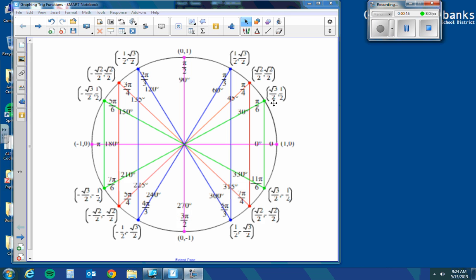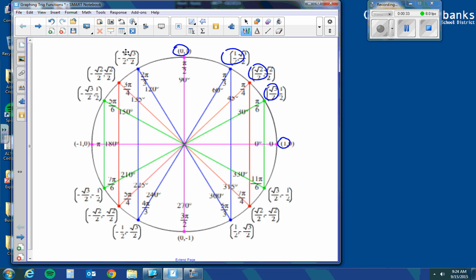Let's say I just focus on cosine. What value does cosine start out with? 1. When you're doing cosine of 0 degrees or 0 radians, the answer is 1, right? At pi over 6, cosine gets smaller, and then smaller, and smaller. Then it gets to 0 here.